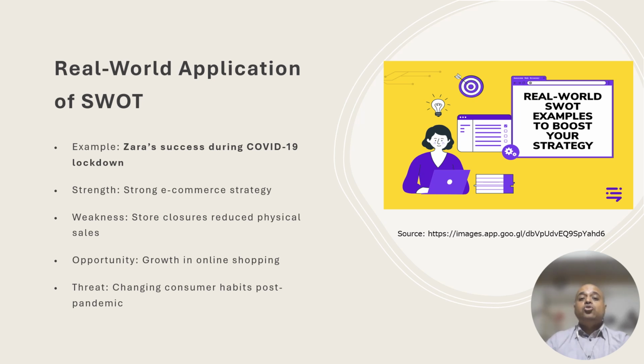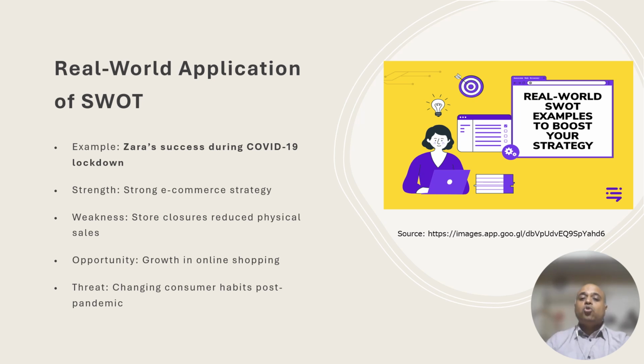Strength: strong e-commerce strategy. Even before the pandemic, Zara had a well-established online presence. When lockdowns forced physical stores to close, Zara was able to quickly shift focus to online sales, keeping revenue streams active. This gave it an advantage over brands that relied solely on in-store sales. Weakness: store closures reduced physical sales.